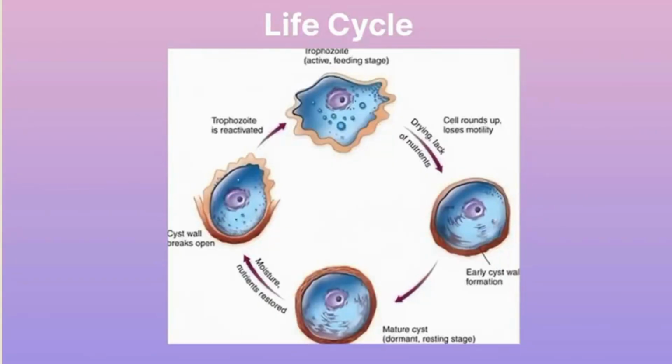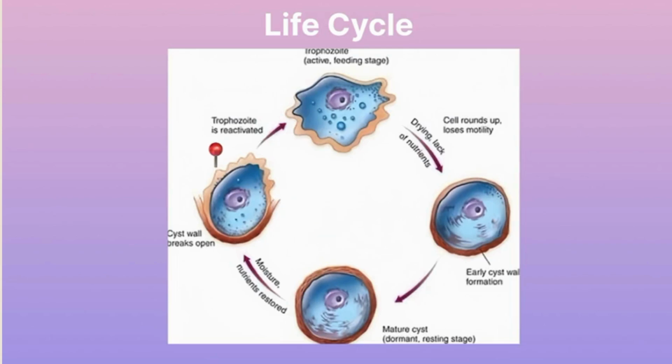Now, I will briefly explain the life cycle of protozoa. Protozoa have two main stages in their life cycle, the trophozoite and the cyst. The trophozoite is the active feeding stage inside the host. When conditions become unfavorable, it forms a cyst to survive. The cyst is dormant and helps in transmission. Once inside a new host, the cyst releases the trophozoite and the life cycle will continue.